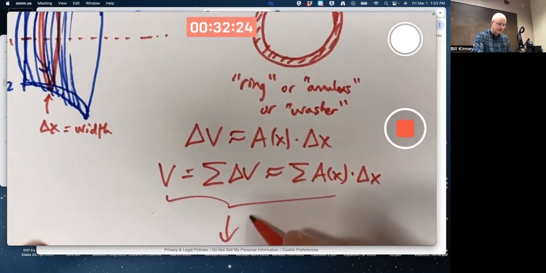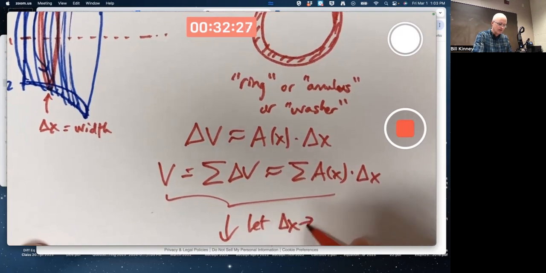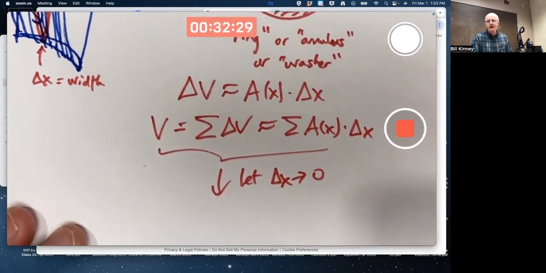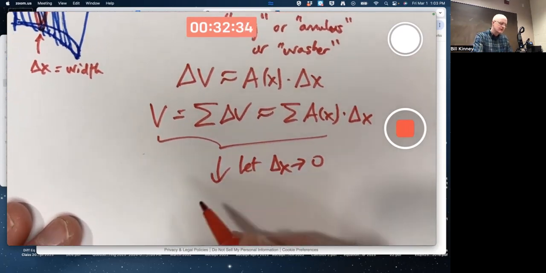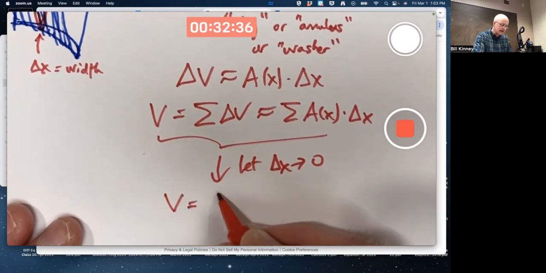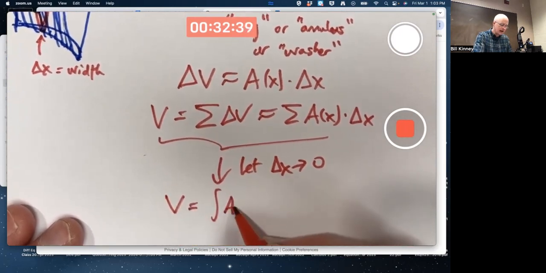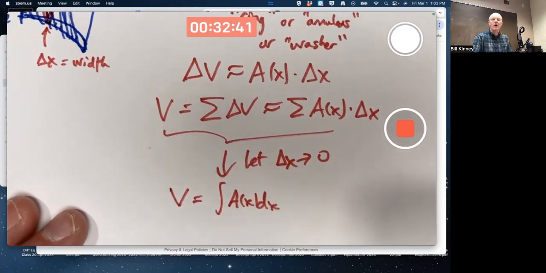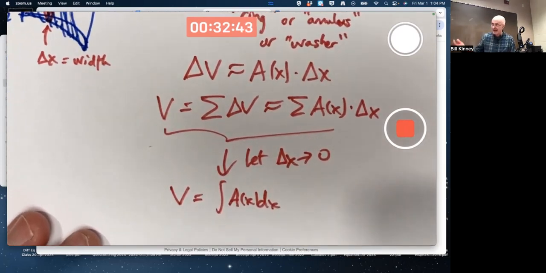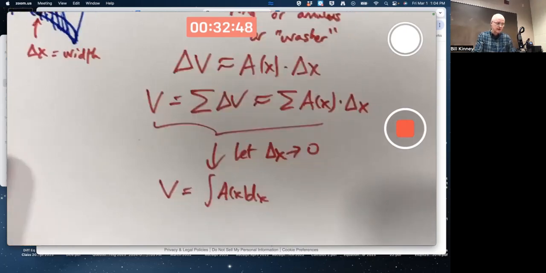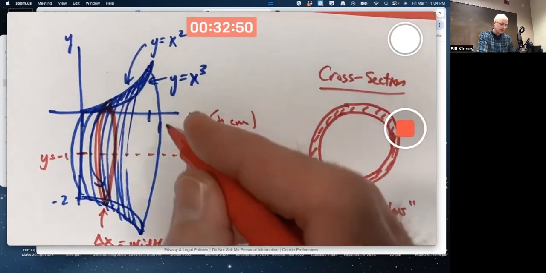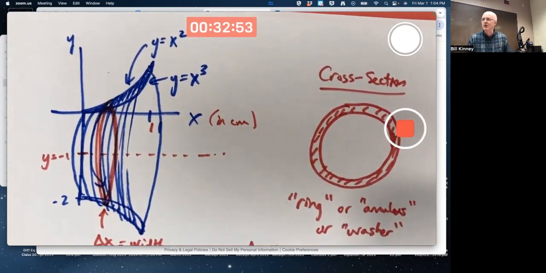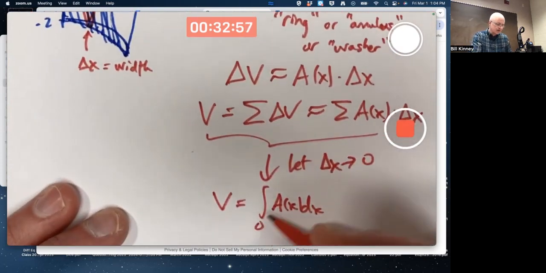In the limit, as you let delta x go to 0, you could think of it as a definition, or depending on how you approach things, a theorem to show this, the volume then ends up equaling the integral of A of x over whatever interval that x is ranging over, varying over. It's going from 0 to 1. Look at the picture. That was a 1 there. That's a 1 right there. x goes from 0 to 1. That's your limits of integration.